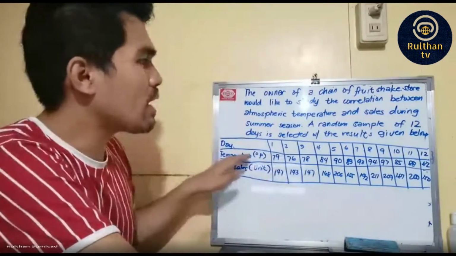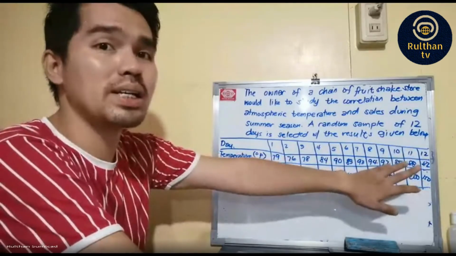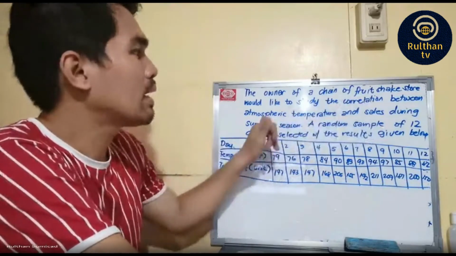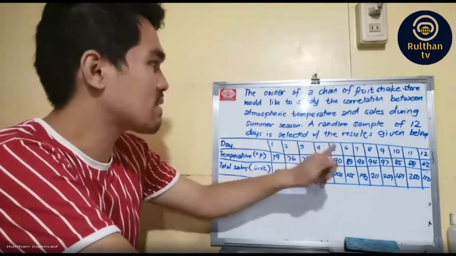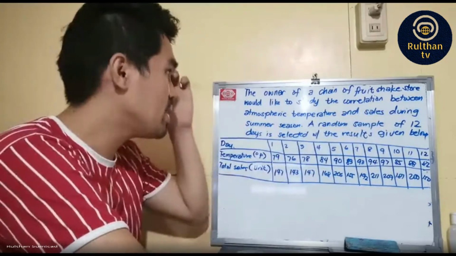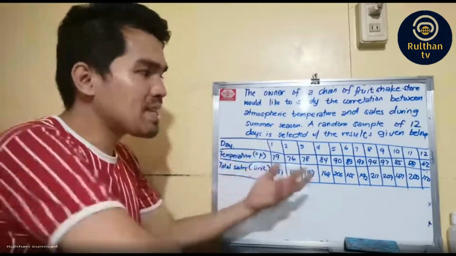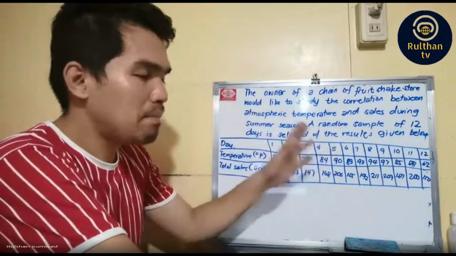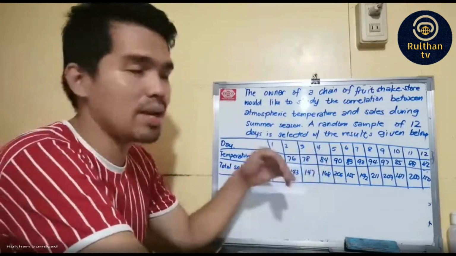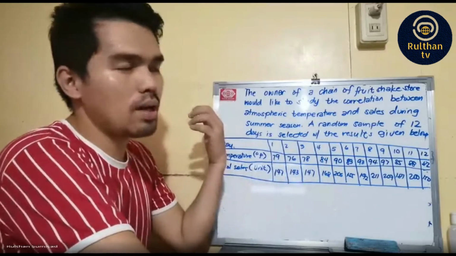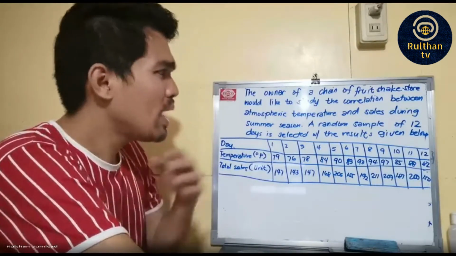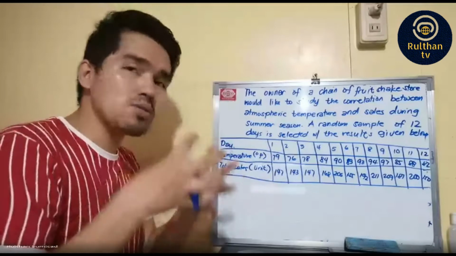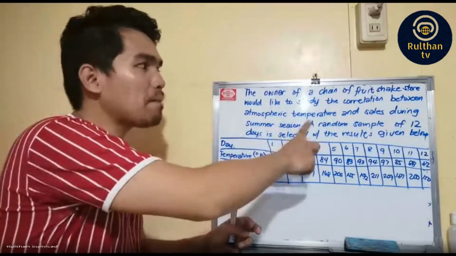So we have 12 samples here, and they are considered paired samples. The pairs are the atmospheric temperature and the total sales during summer season. Take note, the investigation was conducted during summer season. This is emphasized because the result might be different during, say, cold season. Applying this data set, we would like to find out whether an association exists between the atmospheric temperature and the summer sales.